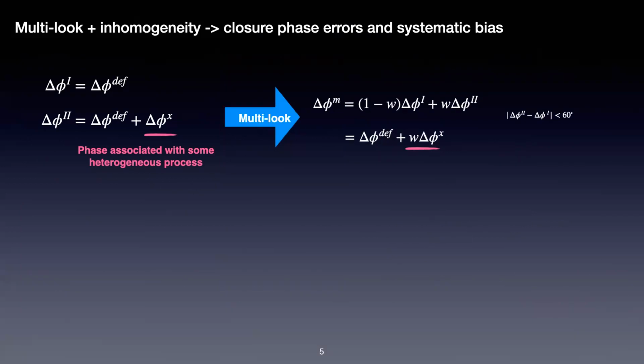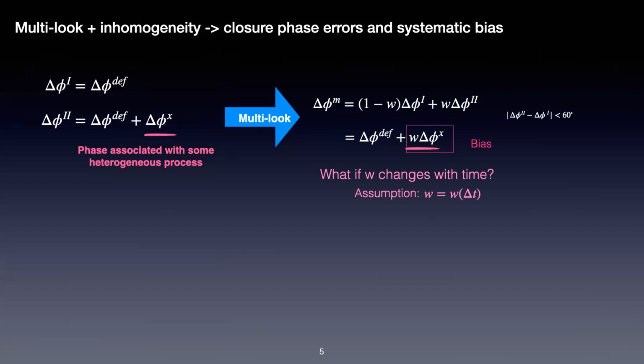Now let's make the assumption that the weight W is a function of time. Amplitude variations in time can be caused by many processes, such as soil moisture change. For now, let's simply denote W as a function of the temporal baseline. W phi X is therefore the source of the observed bias in time series.